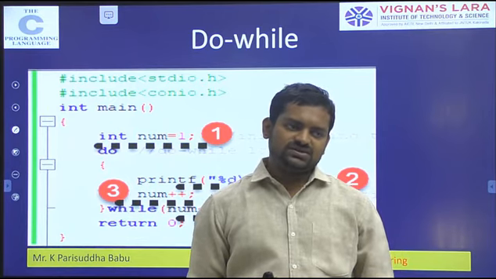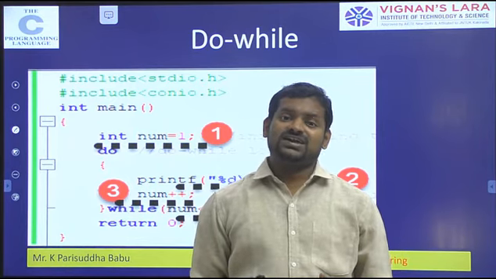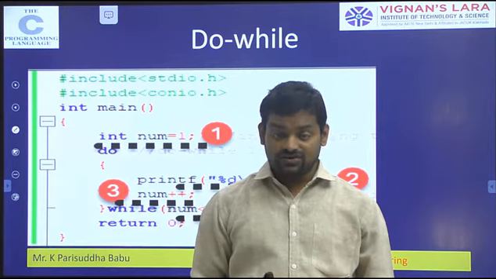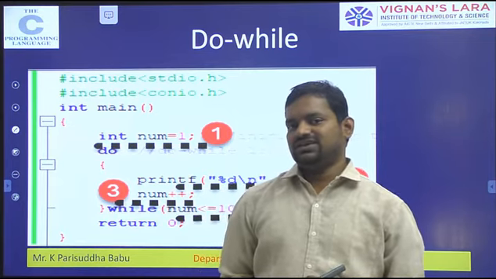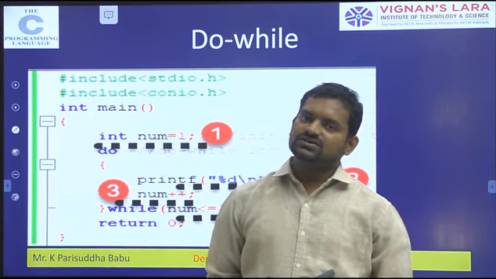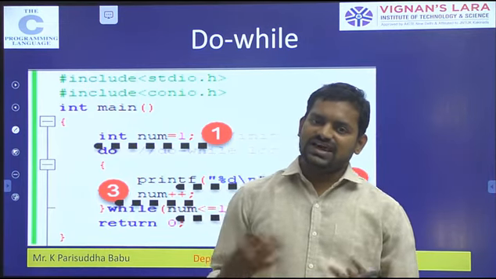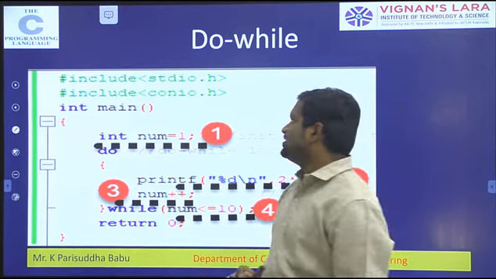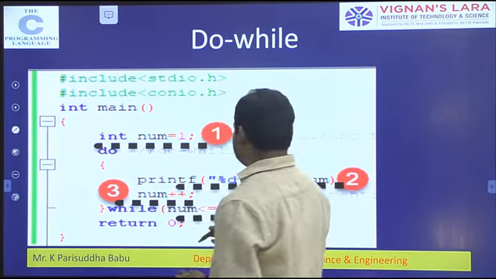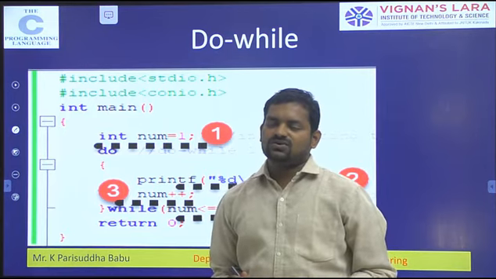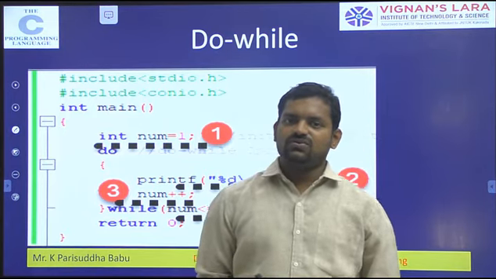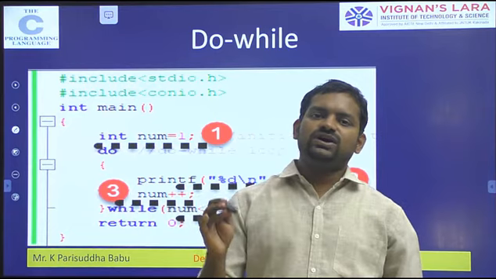A pre-test loop is nothing but a test at the beginning, an entry control loop. While tests at the beginning; do while checks the condition at the end. So we executed the do while statement there. While and do while are the entry control loop and the exit control loop. Now another loop, after while and do while, is the for loop.